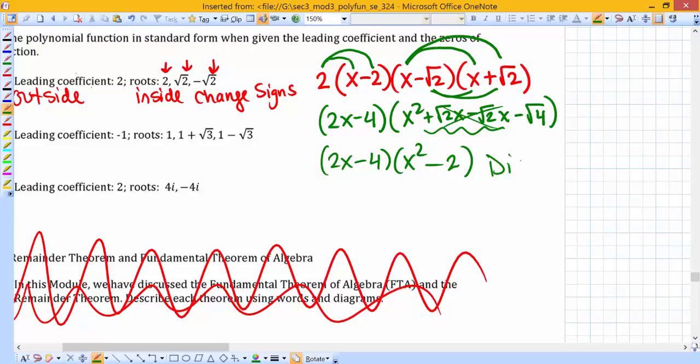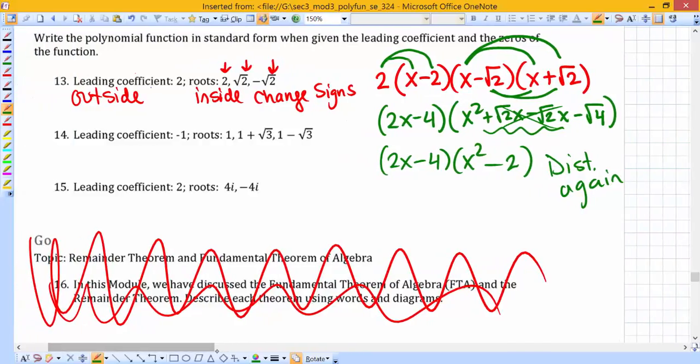And then from there, you guys can multiply one more time. Okay, so you're going to distribute again. So you guys can finish that, and then you're going to go through and you're going to do the same thing with 14 and 15, but be careful on 14. Okay, these ones, those are beasts. Have fun multiplying those ones. I'll put them in parentheses for you.